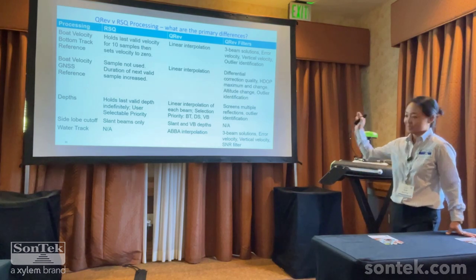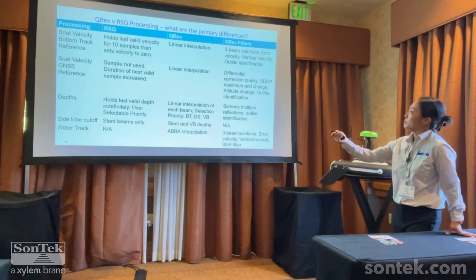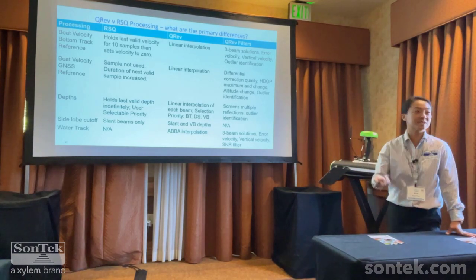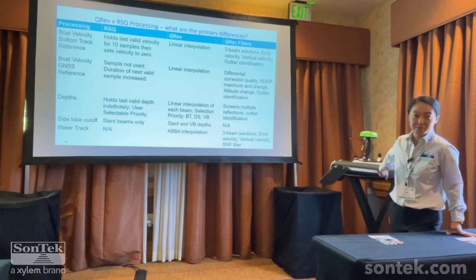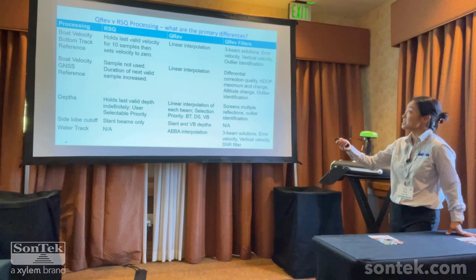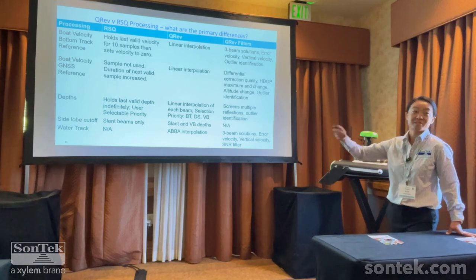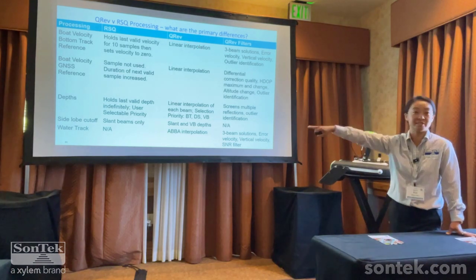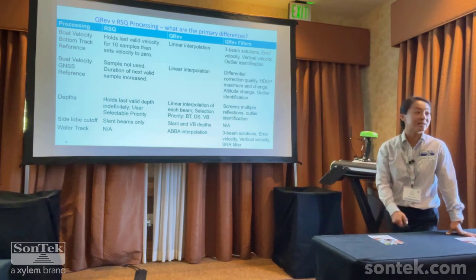I know there's a lot of information that looks very confusing, but some of these things are about how we treat missing data. For example, RSQ is the software we use with the RS5. If we have missing data for a certain situation, like bottom track, it will hold the last 10 samples and then set the velocity to 0, whereas QRev will interpolate everything. So if you have a missing sample, it just fills in the gaps.